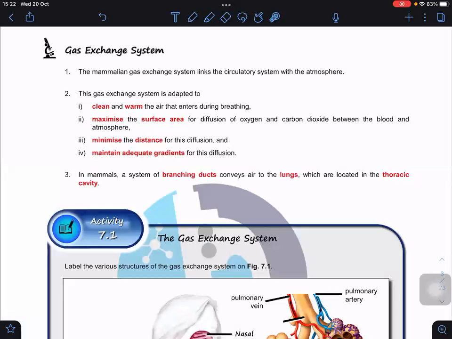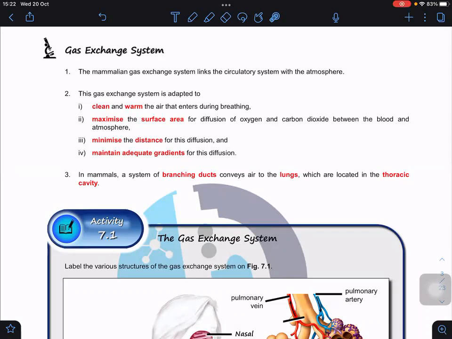So how can we minimize the distance for the diffusion? Always remember, for the exchange, we always use one type of epithelium. Which kind of epithelium? Very thin, very flat cells: squamous epithelium, like the capillary's squamous epithelium. But for capillaries, we give it a special name called endothelium. Okay? And how do we maintain an adequate gradient for this diffusion? Because we know that diffusion depends on the concentration gradient. The steeper the concentration gradient, the faster, the higher the rate of diffusion. So how can we maintain this?